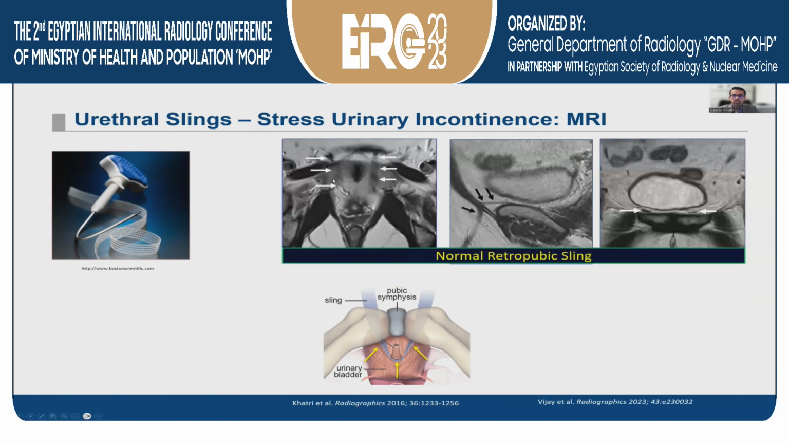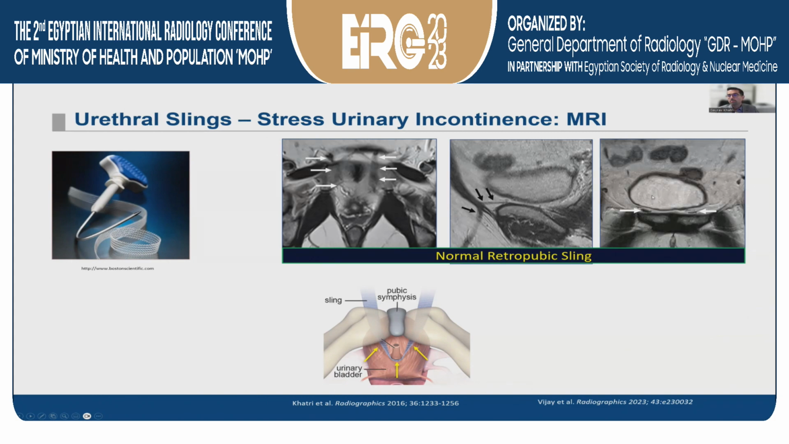This is a normal retropubic sling. You can see the arm right by the pubic bone here on either side. On the sagittal image, you can sometimes see the entire arm coursing. It's this thin, linear, hypo-intense structure on T2 weighted images going through the rectus fascia into the suprapubic fat.